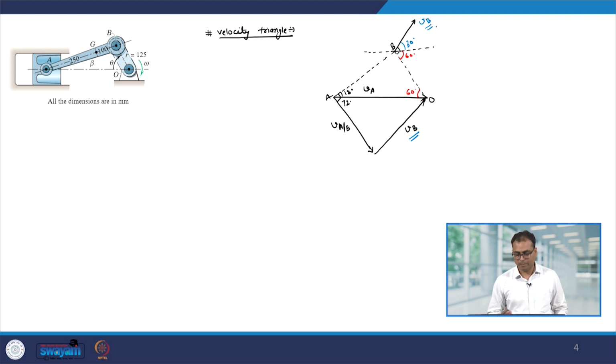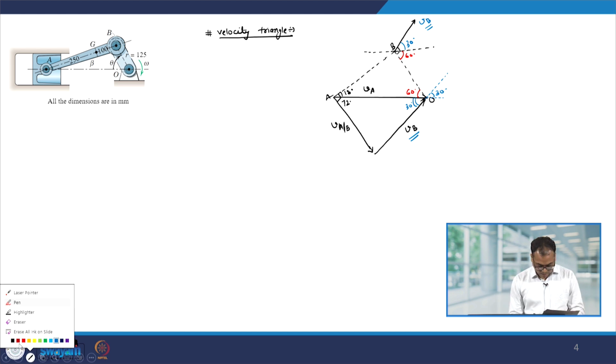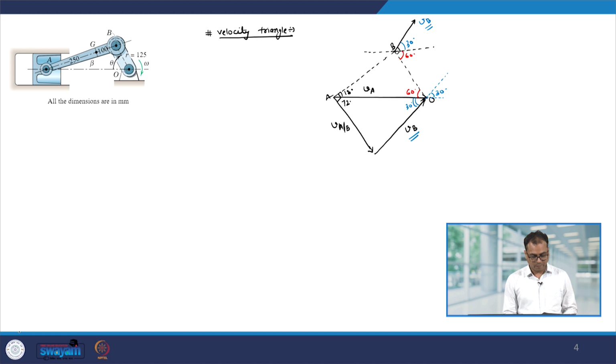So, they are supposed to be parallel, therefore, this angle will also be 30 degree, and so is this angle. And from the triangle, total sum should be 180 degree, therefore, this comes out to be 78 degree. Okay. Now, we can use the sine rule to find out all the velocities.